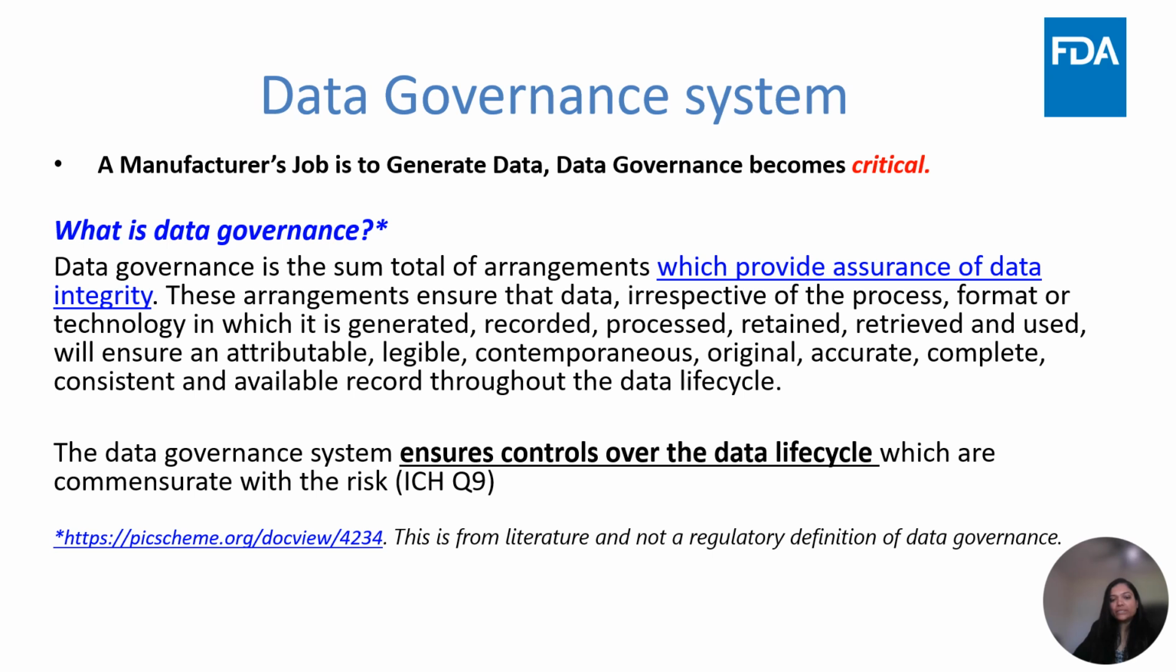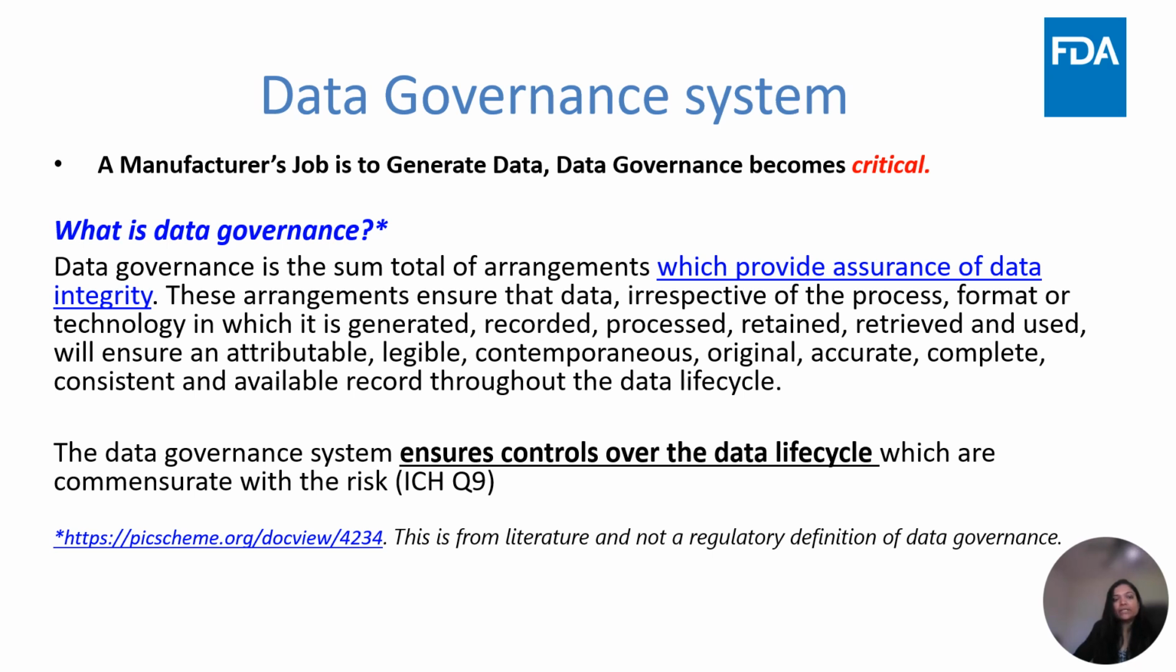The data governance system ensures the controls over the data lifecycle are commensurate with risk, an ICH-Q9 principle. For ICH-Q9, the evaluation of the risk to quality should be based on scientific knowledge and ultimately linked to the protection of the patient. And also the level of effort, formality, and documentation of the quality risk management should be commensurate with the level of risk.